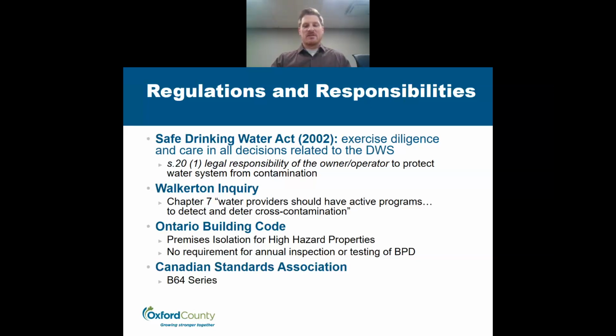The Canadian Standards Association B64 series guides hazard classification of premises, as well as outlining the type of backflow prevention devices that are suitable to protect against each hazard level. This guideline is used to inform many backflow prevention programs, and the county will be the same.